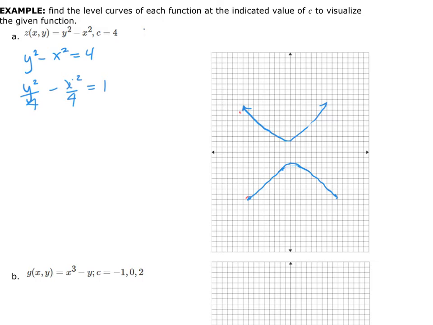This time, I'll do it in a different color. Let's let c equal 1. So I have y squared minus x squared is equal to 1. Now this has a box that goes out 1 in each direction. So I have this box that looks like this, and these asymptotes that look like this. And then this level curve is going to go like this, and like this. Erase my box because I don't need it.